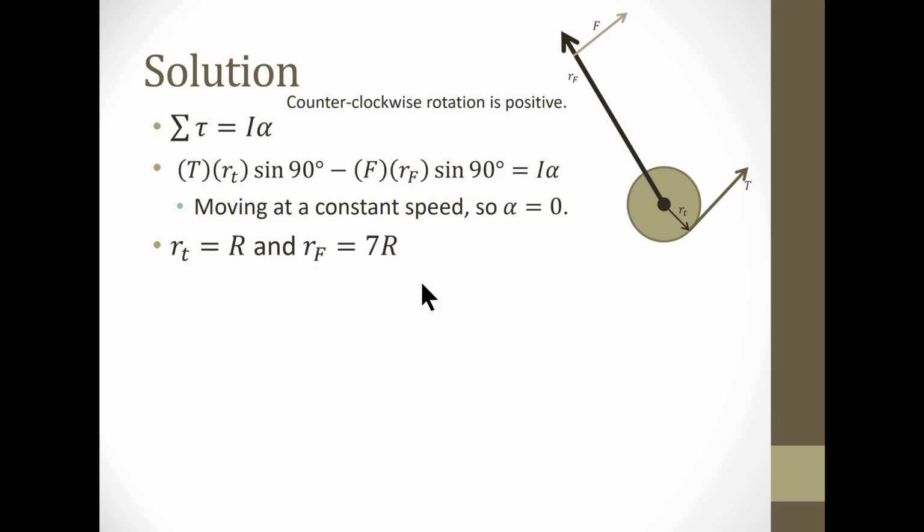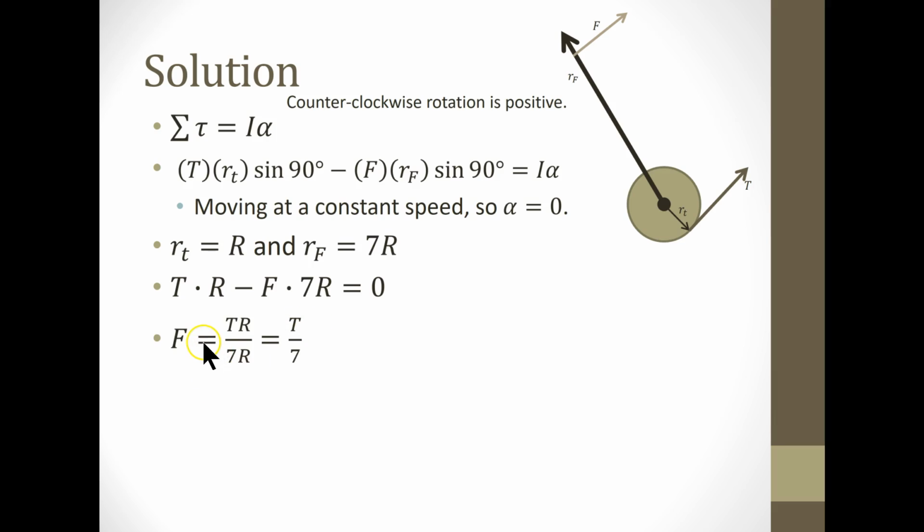All right. We can again continue, so we're going to substitute these quantities in here, and we know sine of 90 is going to go to 1. So my tension times r, so its radius, remember sine of 90 is 1, minus the force applied times its radius, which is our 7r, is now equal to 0. Because remember, our angular acceleration is 0, so this whole term goes away.